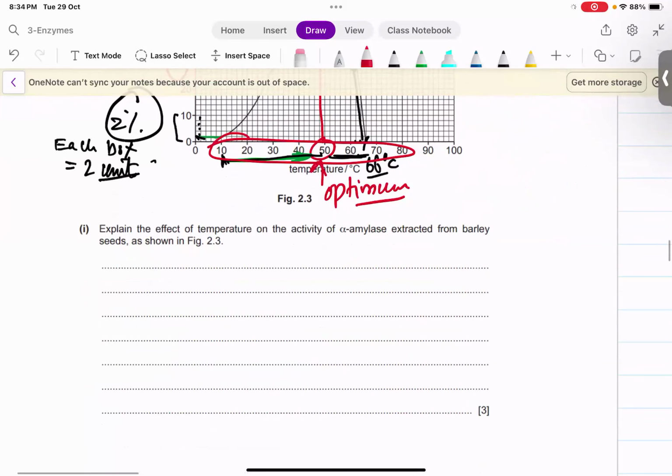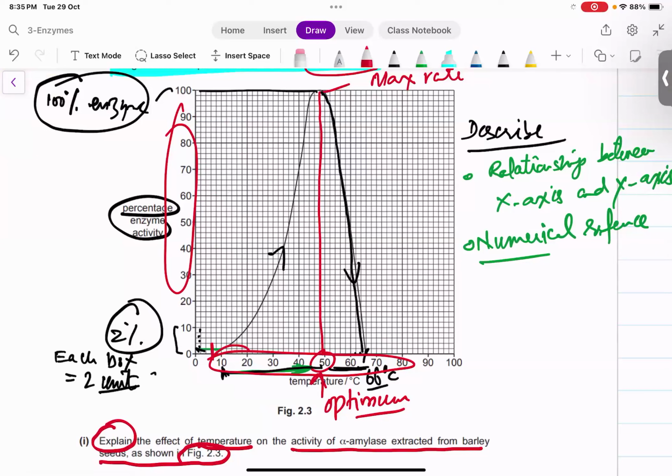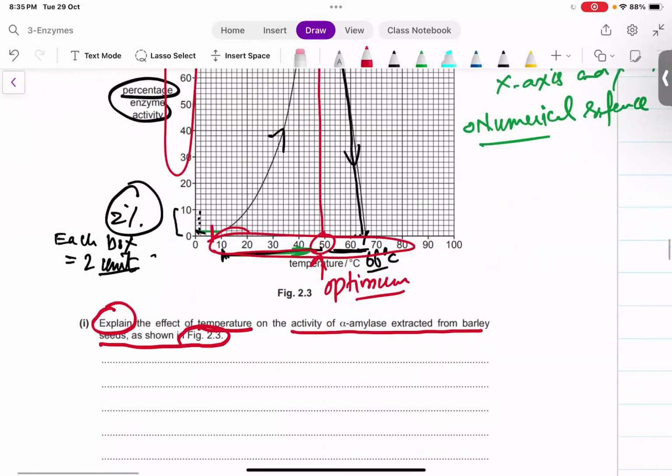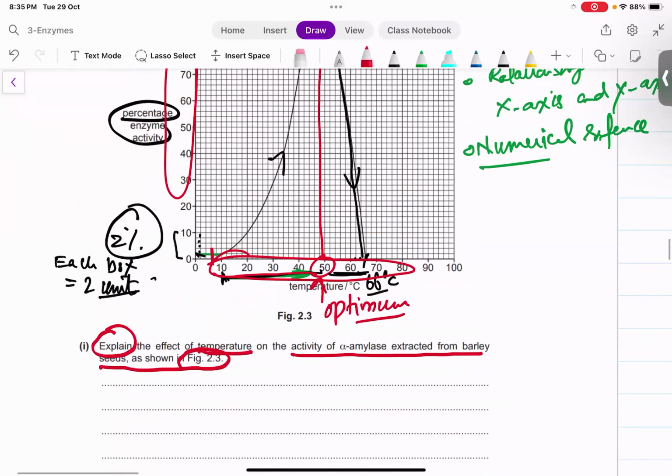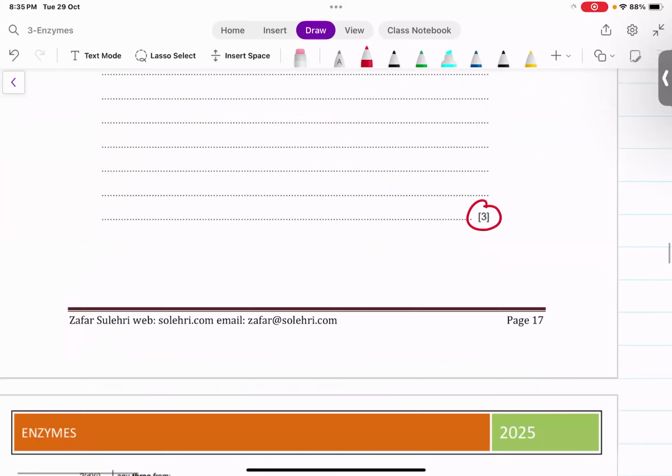The question is explain. So explain the effect of temperature on the activity of alpha amylase extracted from barley seeds as shown in figure 2.3, and it is for 3 marks. So you should give a reason why the enzyme activity is increasing from this 2% to 100% when the temperature is increased from 10 degrees Celsius to 50 degrees Celsius. And then you should give another reason why the enzyme activity is decreasing when the temperature is increased above 50 degrees Celsius to 66 degrees Celsius. So let's see.